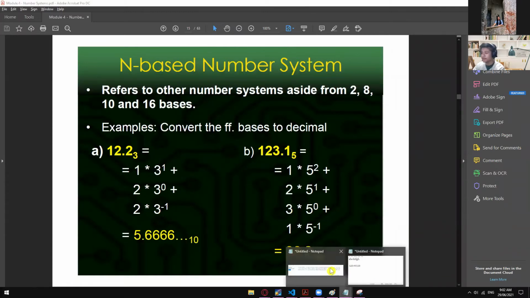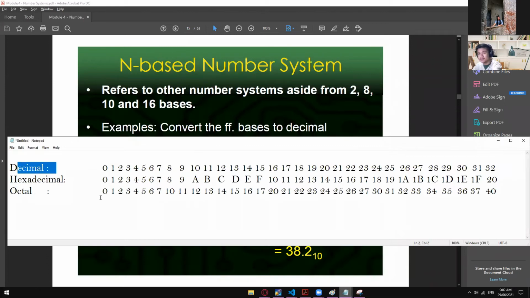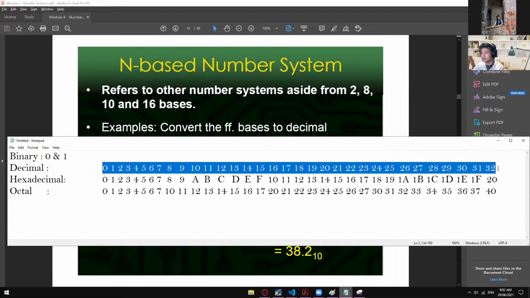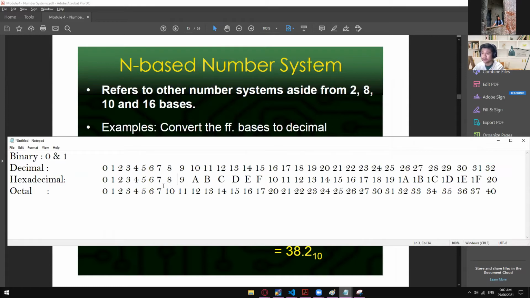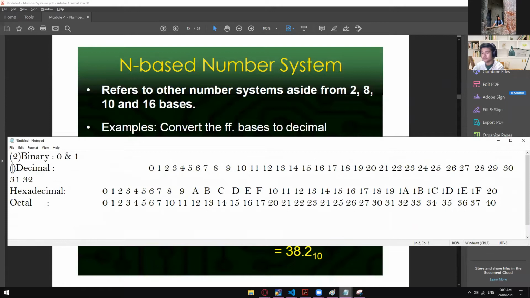So remember that we have binary, which is 0 and 1 only. And decimal is the normal way to count numbers, but of course we start with 0. Hexadecimal has a combination of letters, and octal doesn't have 8 and 9. What if we have a base of 3? Binary has a base of 2, decimal has a base of 10.